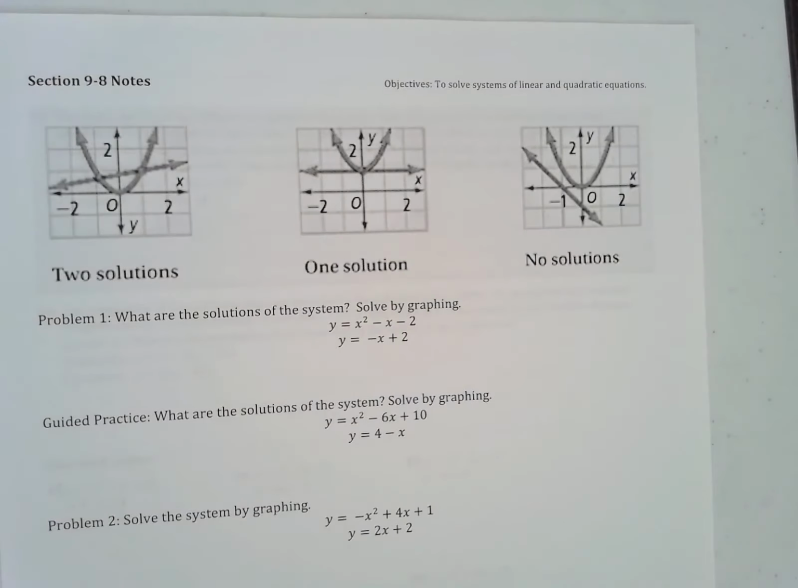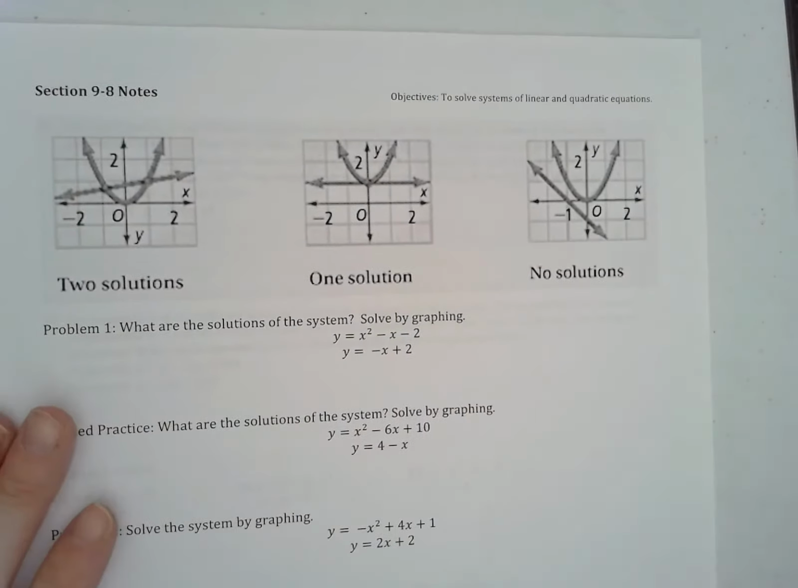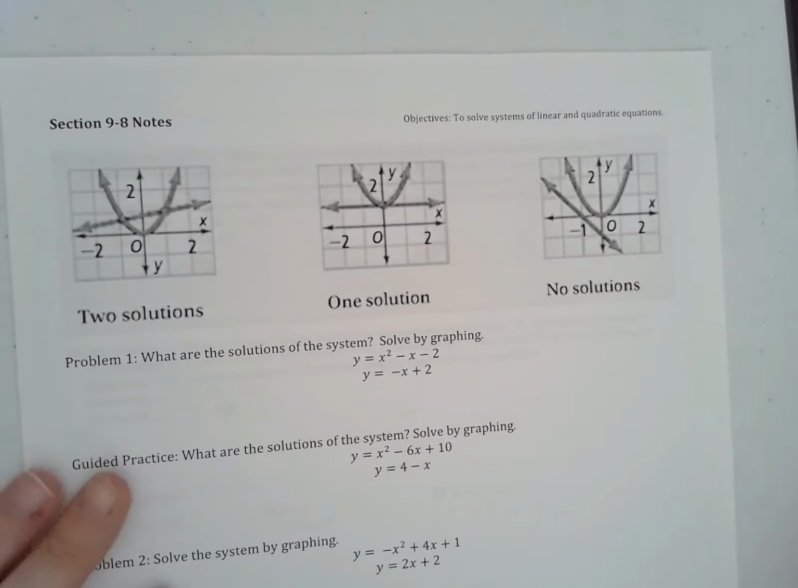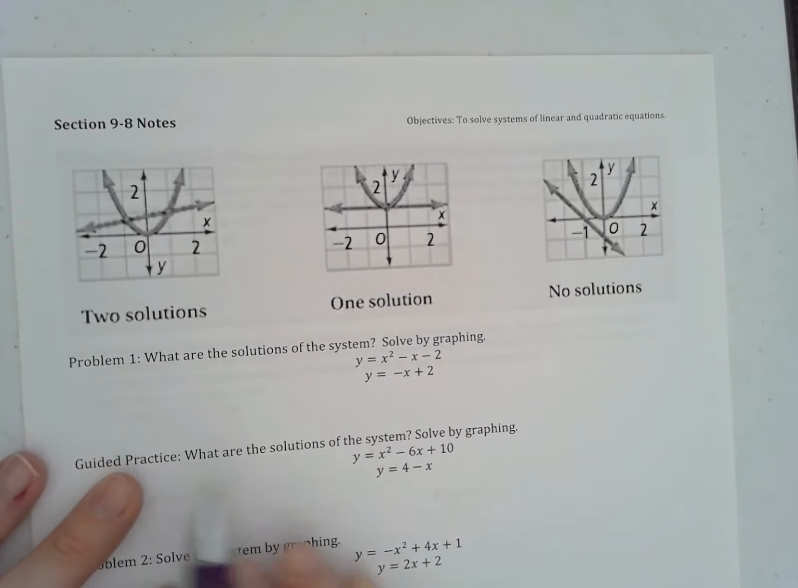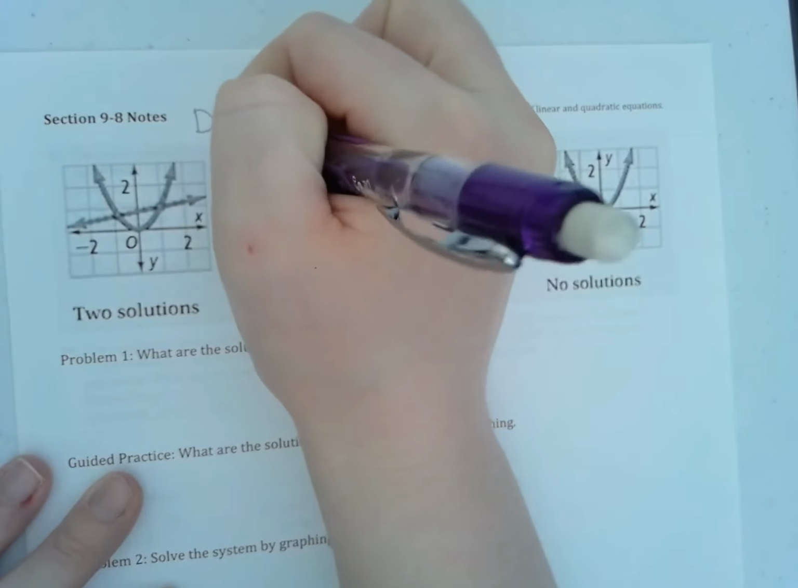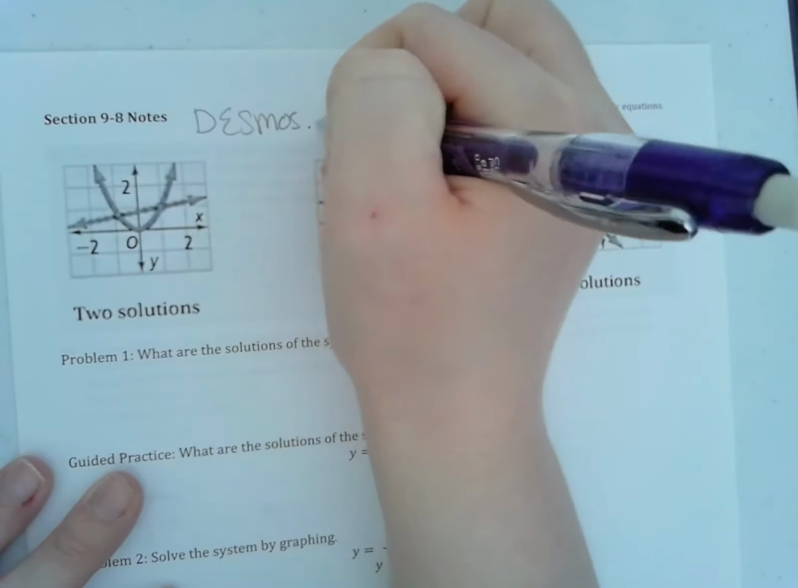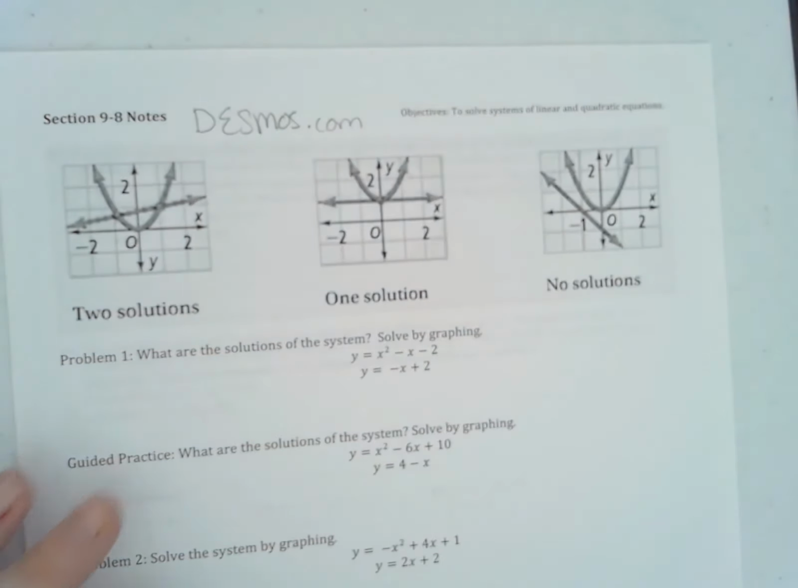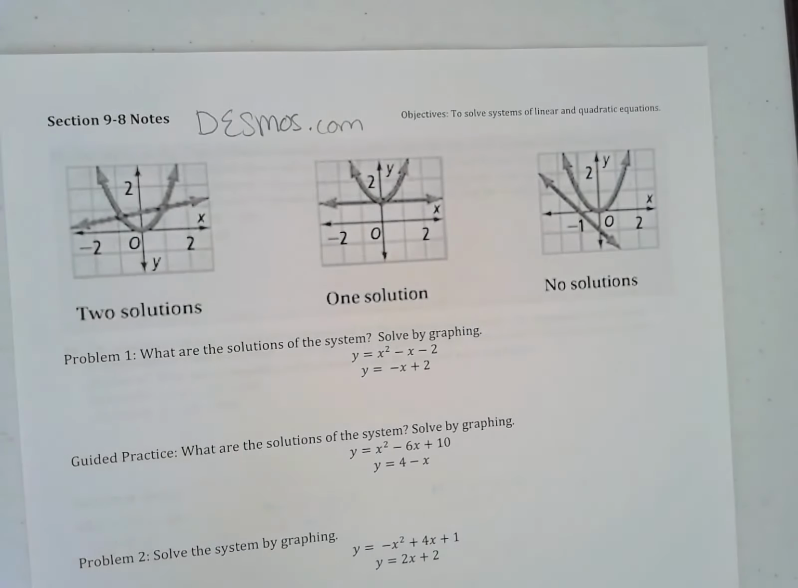This is the Chapter 9, Section 8 notes. Today we are going to be graphing both a quadratic and a linear function at the same time. So to do this, we're going to use Desmos. So please pause this video, open a new tab, and open it to desmos.com and go to Start Graphing.